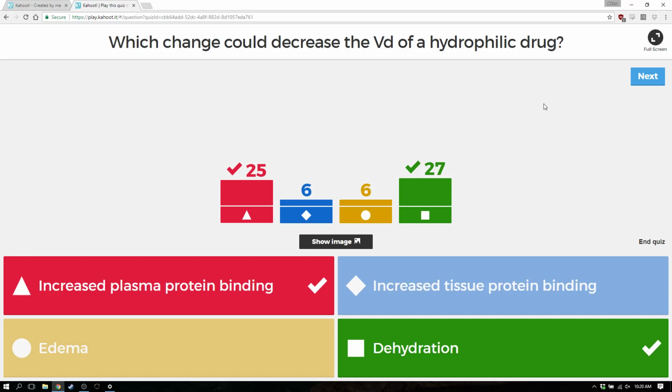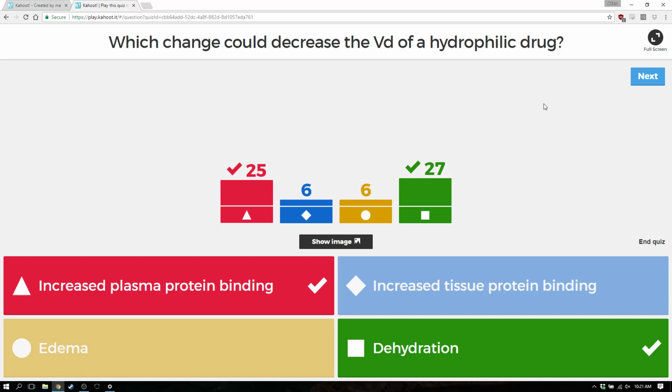And then increased tissue protein binding, what would that do? It would increase it, right? Because obviously that's the wrong answer, so it's the opposite. But also because if you have proteins that are binding it within the tissues, again, less drug is going to be found within the plasma, so again, you're going to have a higher apparent volume of distribution, okay?